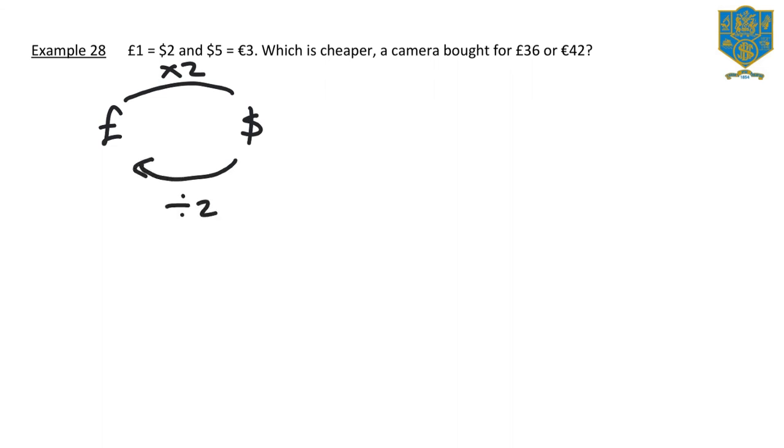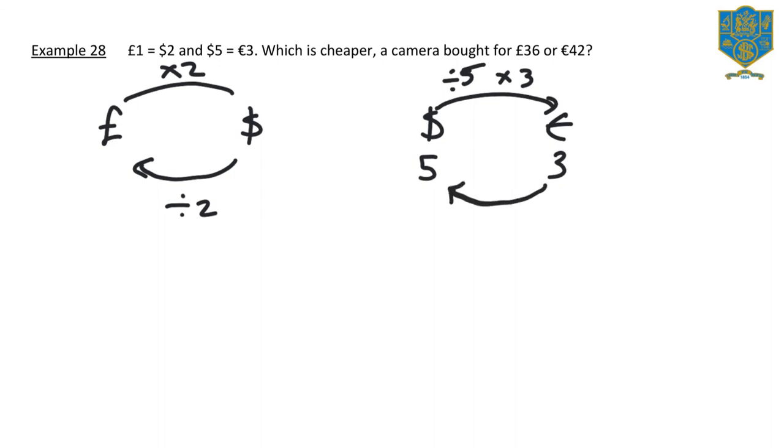From dollars to euros, so we can see that $5 is €3. So to get from dollars to euros, it's sometimes easier to get to 1 first of all. So to get from 5 to 1, we divide by 5, and then we multiply by 3. So we're dividing by 5 and multiplying by 3. On the euros to dollar side, to get from 3 to 5, we divide by 3 and then multiply by 5.